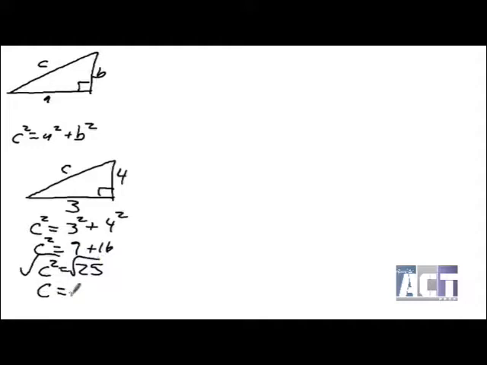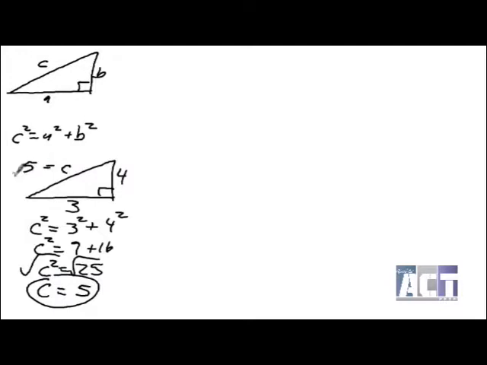So C is going to be the square root of 25, which is 5. In math, usually we would put a plus or minus in front of that 5. However, the length of a side cannot be negative, so we're just going to go with the positive answer. So in this case, the length of the missing side would be 5.